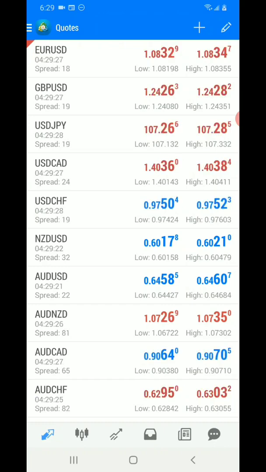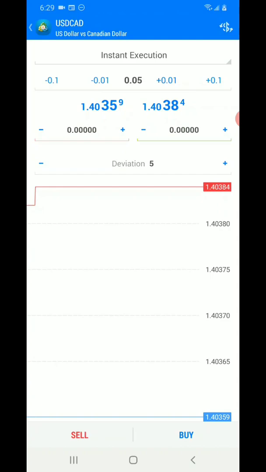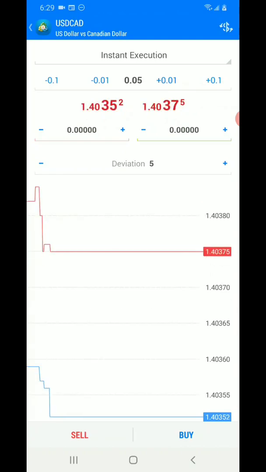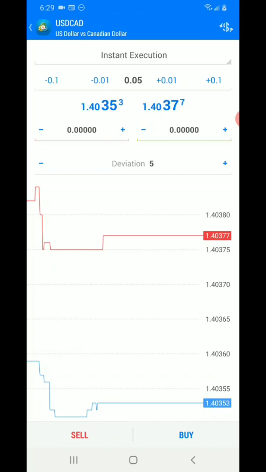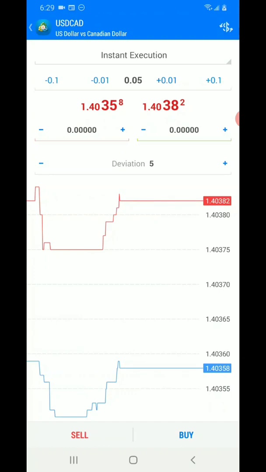Let's say we also want to trade USD and Canadian dollar, and we click on new order. In this case, let's say we think that USD, the American dollar, will depreciate. Depreciation of USD implies appreciation of the Canadian dollar. So what's our base? The base is USD, and we want to sell USD. We have to click on the sell button.